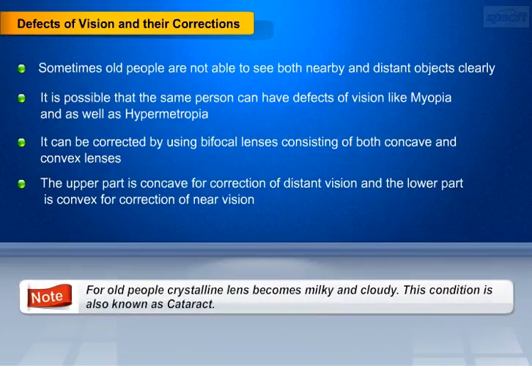Here we should remember that, for old people, the crystalline lens becomes milky and cloudy. This condition is also known as cataract.